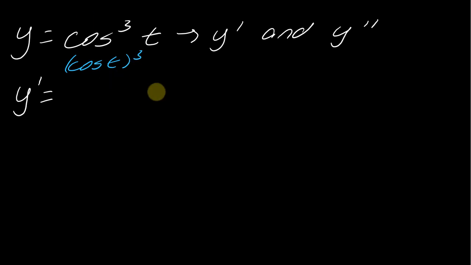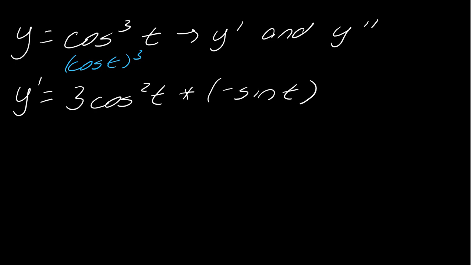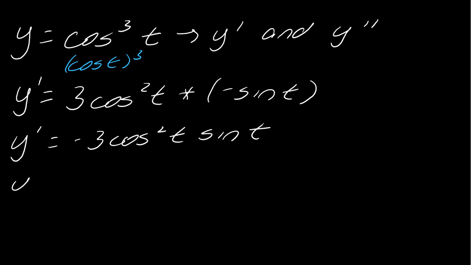So the outermost function here will be the cube. So I bring the 3 down and I subtract 1 from the exponent. So this will be 3 times cosine squared t. And then I multiply by the derivative of cosine, which is going to be negative sine t. So my first derivative is negative 3 cosine squared t sine t.